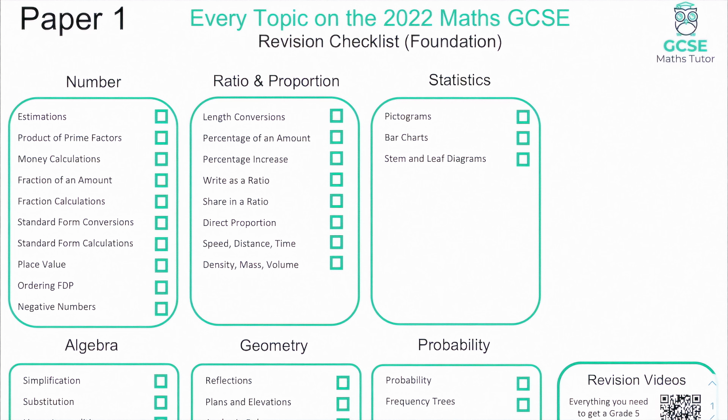Now, as you should hopefully already be aware, the exam boards for the GCSE Maths 2022 exams are giving us the topics that are going to be on each paper. Now in this video we're going to be having a look at paper 1 and we're going to be focusing on the foundation paper. Now if you're sitting the higher paper, not to worry, the higher versions of this are going to be coming out as well, as will be the paper 2 and paper 3.